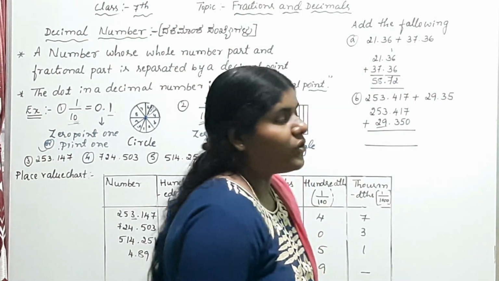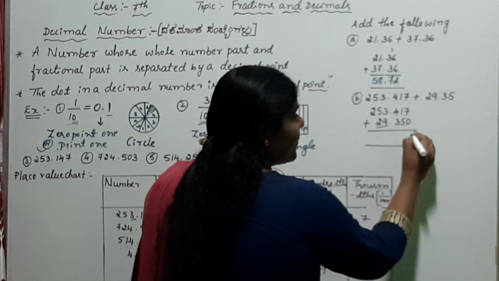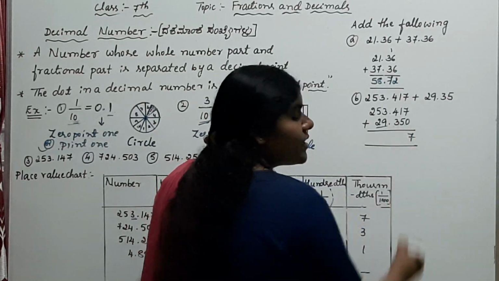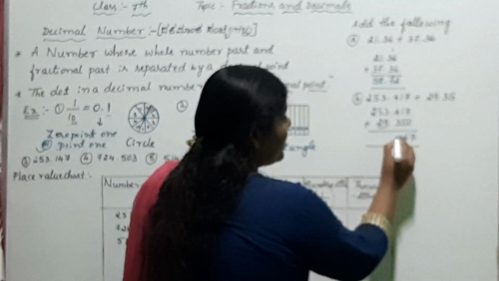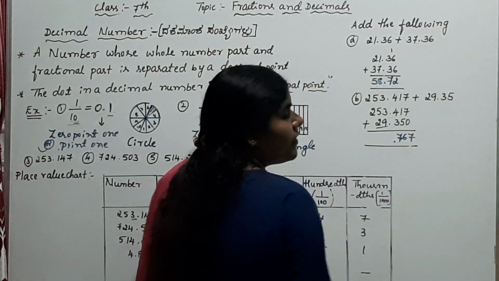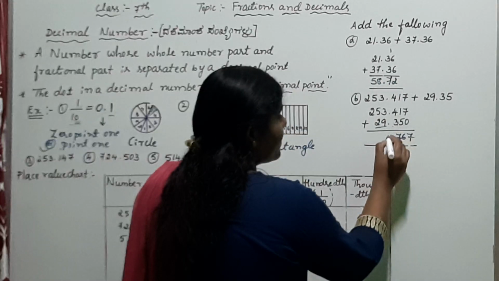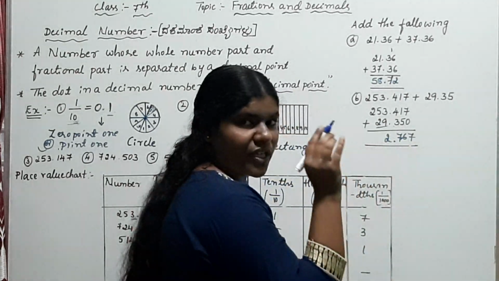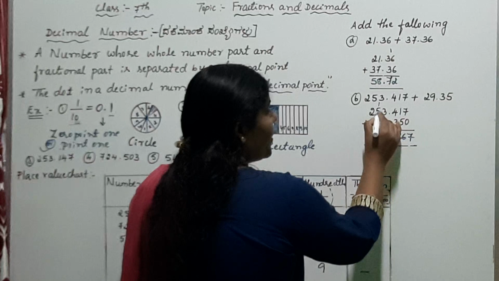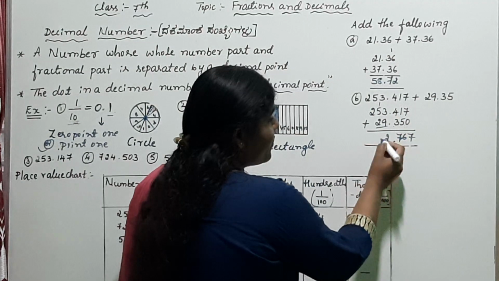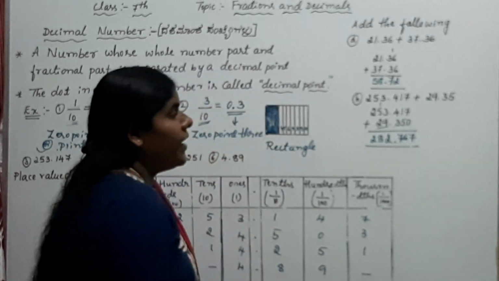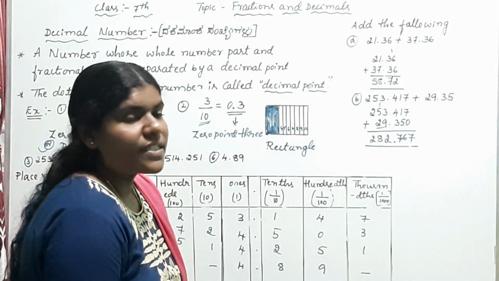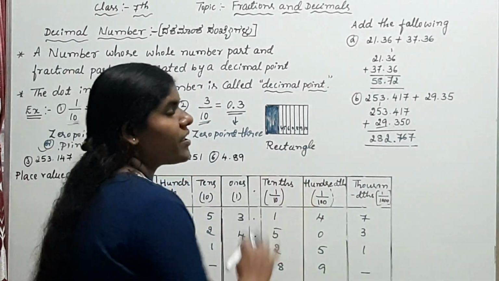The value is the same. Now you add, 7 plus 0 is 7. 5 plus 1 is 6. 4 plus 3 is how much? 7. Decimal point. Next, 9 plus 3 is 12. How much do you carry? 1. 5 plus 1, 6. 6 plus 2 is 8. 2. What is the answer? 282.767. This is an addition problem.